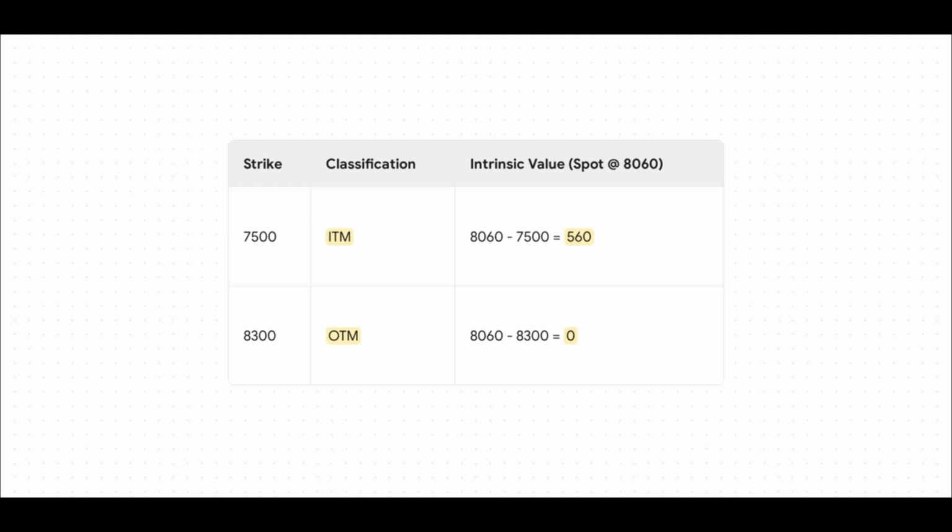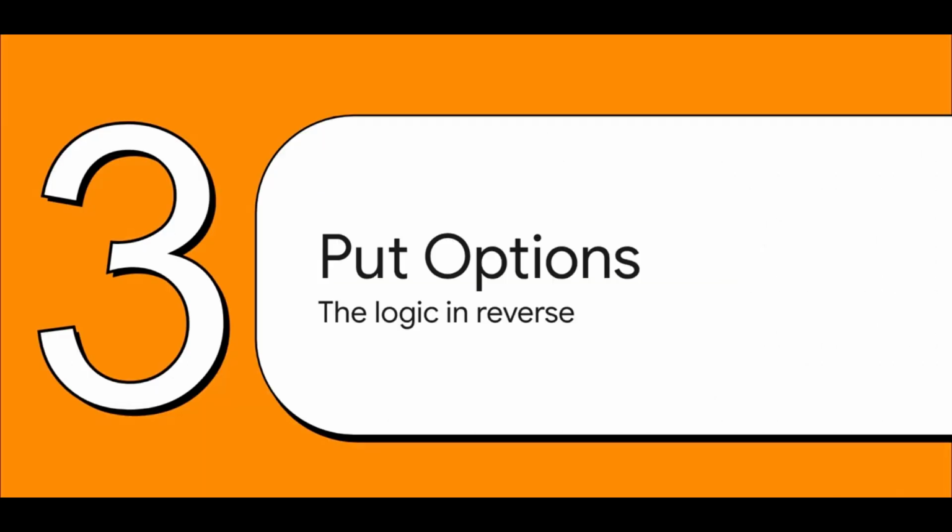So that option is in the money. Now, what about a call with an 8,300 strike? Well, 80.60 minus 8,300 is a negative number, which means its intrinsic value is simply 0. That option is out of the money. See how that works?